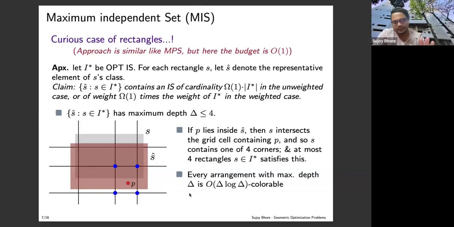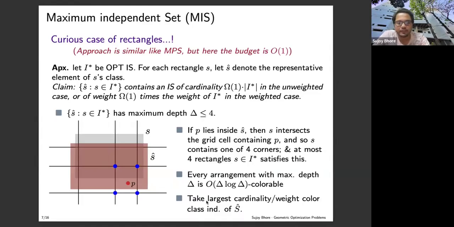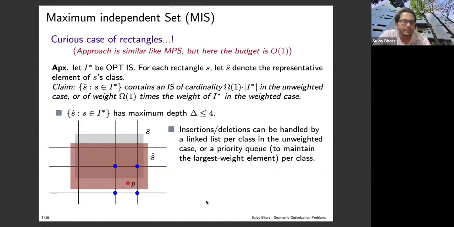And then we can use Pareniya and Bartos's lemma, which says that every arrangement that has maximum depth delta is delta log delta colorable. And then we are pretty much done, because in this case you can just take the largest cardinality or the largest weighted color class as the independent set of S hat. So the insertions and deletions again can be simply handled by a linked list per class in the unweighted case, and for the weighted case a priority queue to maintain the largest weight element per class.